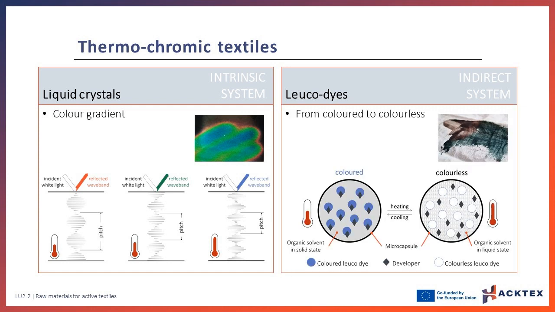Leucodyes base their color change on molecular rearrangements of organic compounds. They are, typically, pH-sensitive dye-based indirect systems, that change pH value due to heating. These systems require the microencapsulation of three components altogether to ensure their interaction: an organic color former, the leucodye, a developer that acts as proton donor, and an organic solvent of low melting point. When heated, the organic solvent melts, allowing a change in the interaction between the color former, leucodye, and the developer, leading often to a color loss. On cooling, the solvent solidifies, and the system reverts to its original state and color.